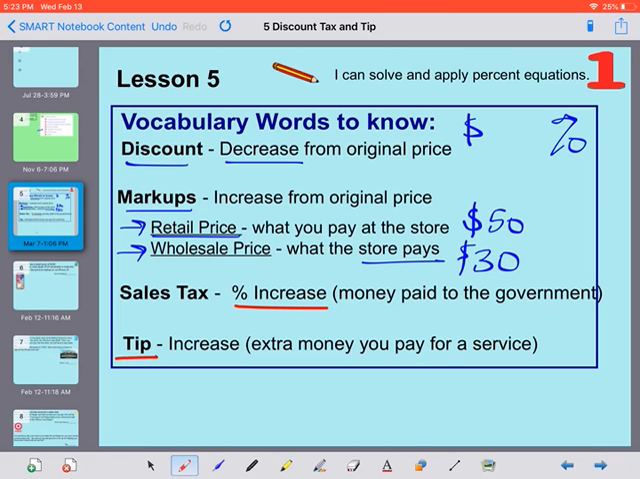And then our last word here is a tip. Tip is an increase or extra money that you pay for a service. A service might be delivering food. So at Applebee's, you might pay a tip for someone to bring you your lemonade and your cheeseburger.